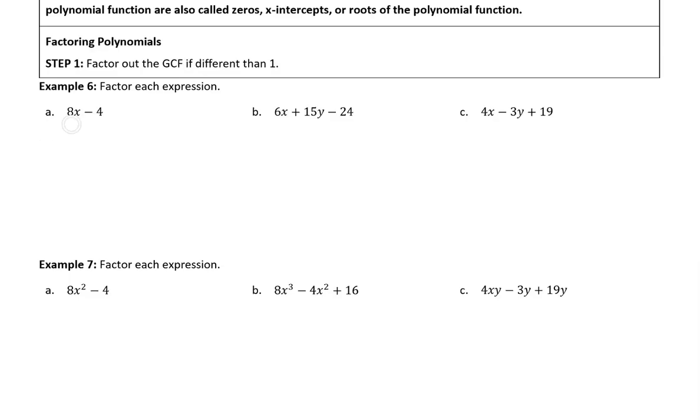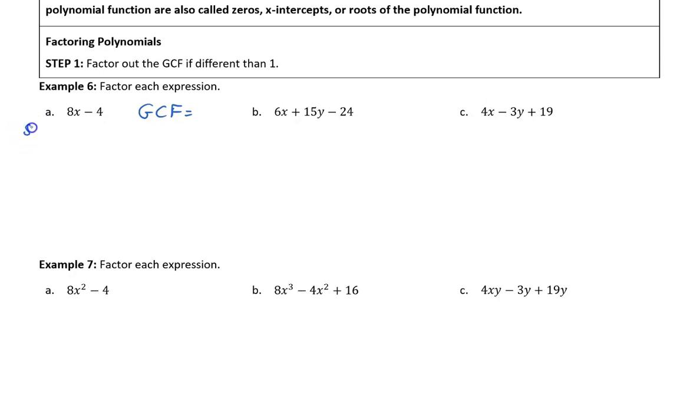So in part A, we have 8x minus 4. Looking at my terms, 8x is one of my terms. The subtraction of 4 is my other term. I want to look for the GCF, the greatest common factor between these two pieces. I can already tell my greatest common factor is not going to have a variable in it, because the 4 does not have an x on it, but the 8 does, so no variable. Let's look at the numbers. What factor do 8 and 4 have in common?